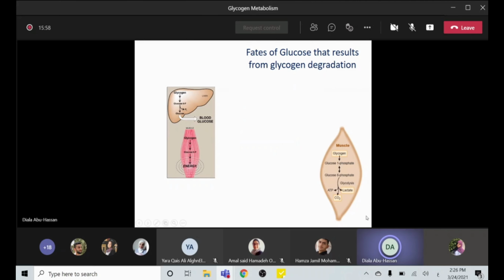it's going to continue in glycolysis. The glucose 6-phosphate continues in glycolysis to be used as a source of energy, and it may enter into anaerobic respiration in which lactate is produced and a small, quick amount of energy is released.